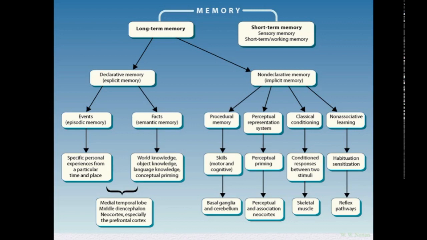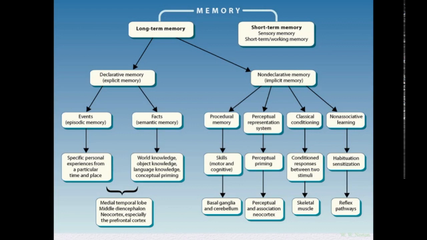Now, it has been observed that for declarative memory, some of the parts that are most important are the medial temporal lobe, the middle part of the diencephalon, the neocortex, and largely the prefrontal cortex. Okay, these are the regions that are most important.